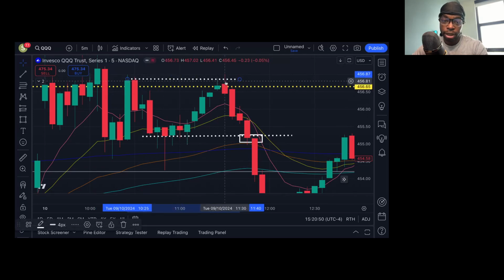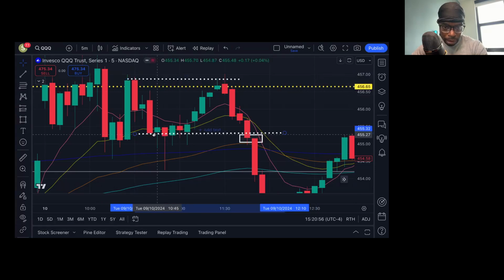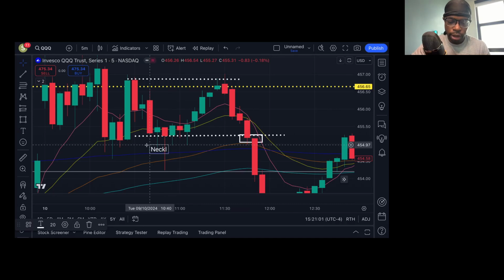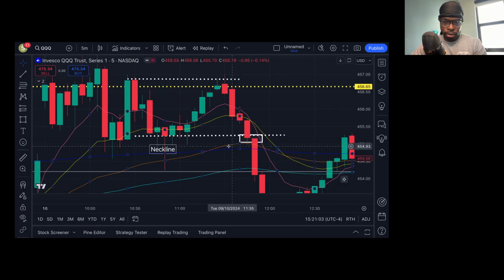But if you do get a double top, double tops create what's called necklines. After the first move up, we get a pullback. That pullback creates a neckline. This neckline is where these bars are closing, not the wicks, just where the bars close. Then after that retracement, we come back up to highs and create a double top.